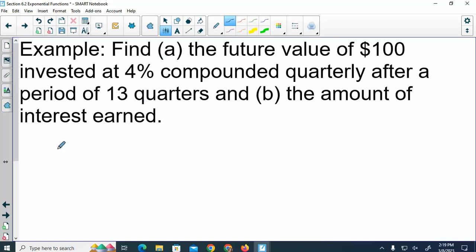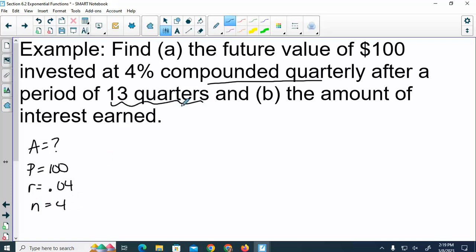Find the future value. Future value is what variable? I'm looking for A. Of $100. So what does that 100 represent? Principal. Invested at 4%. So that is my rate, and I don't want to use 4. What should I do? 0.04. Compounded quarterly. What variable is this giving me? N. And N equals 4. After a period of 13 quarters.